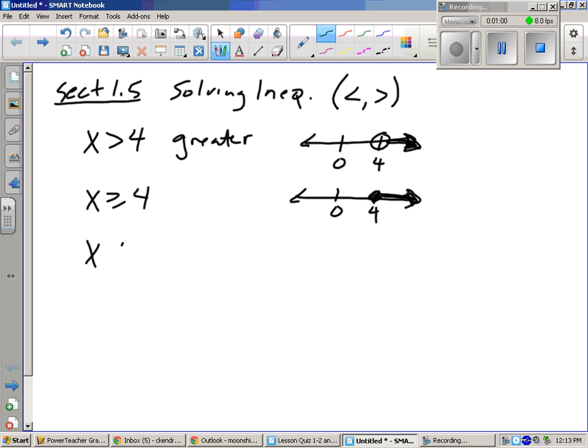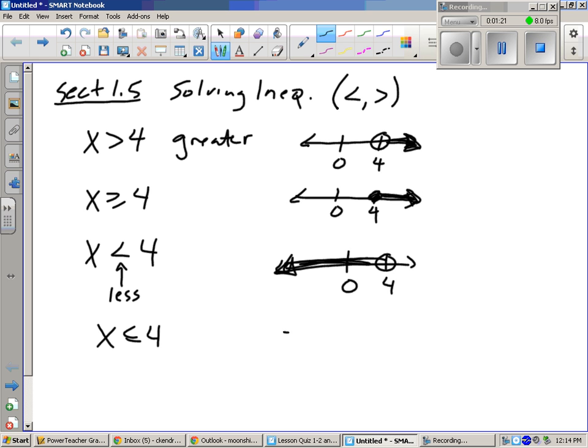Then the symbol for less than actually kind of looks like the letter L for less than. And of course, it's the same deal here. We've got 4, open circle, shade to the left. And if it's less than or equal to, the only difference, once again, is filling in that circle and then shade to the left. Okay, so that's pretty standard. Most of you should know that.